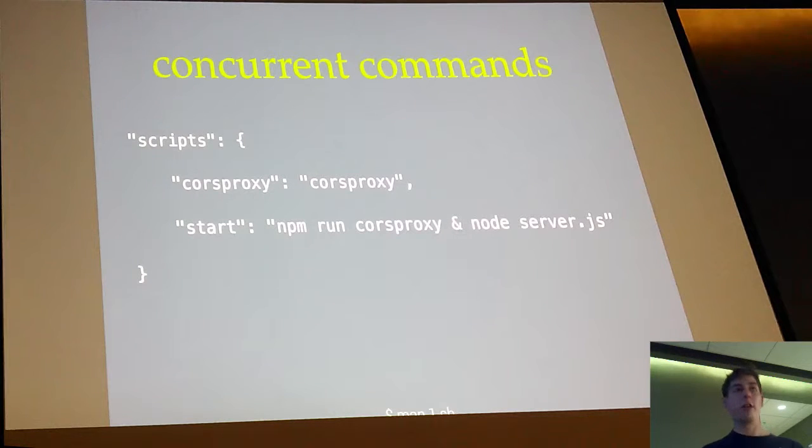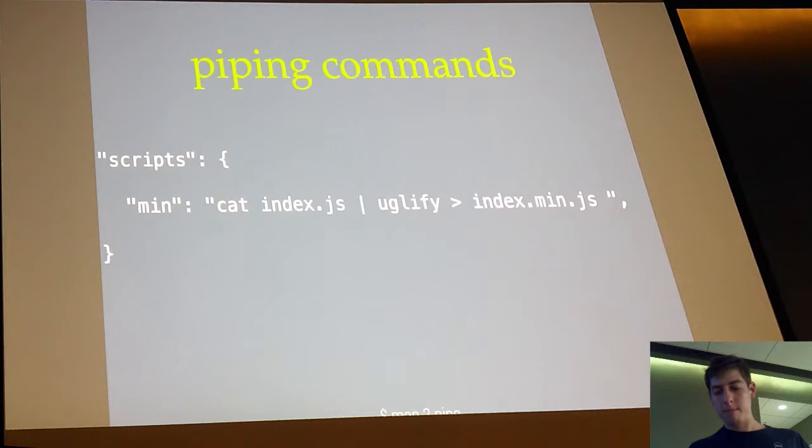You can also run concurrent commands. If you want to run a background task while something else is going on, you could use the single ampersand. With a single ampersand, what it's going to do in this example is fork the CORS proxy process and then run on a server. So now I can get CORS for free without having to ask the maintainer to put their access control headers on there. And you can pipe commands into other commands as well.